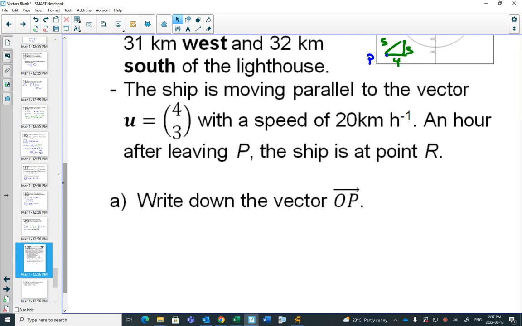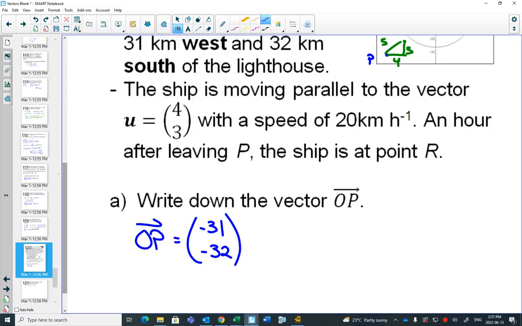So first of all, it wants us to write down O to P. O to P would be 31 kilometers west, which is minus 31, and 32 kilometers south, which would be minus 32.